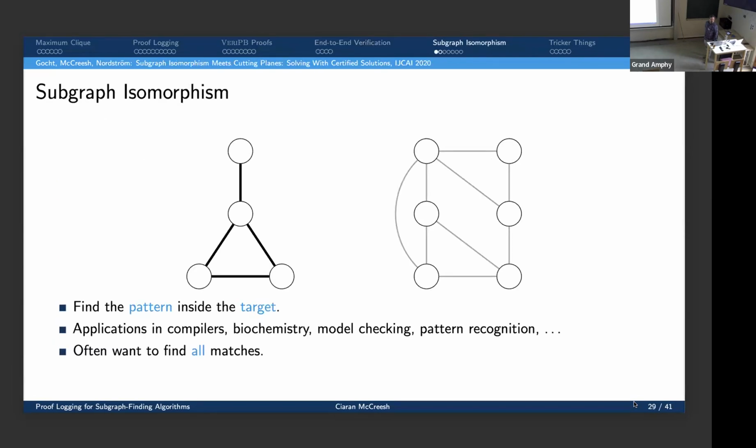How much time should I spend on subgraph isomorphism? 15 minutes. Okay.